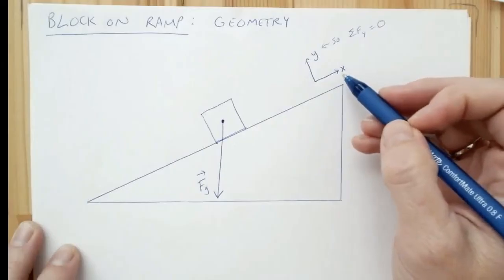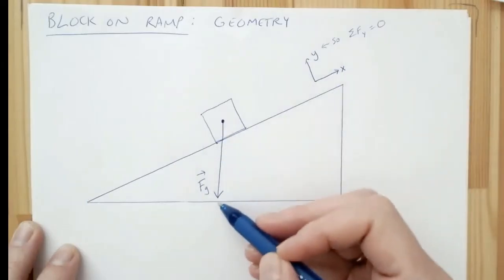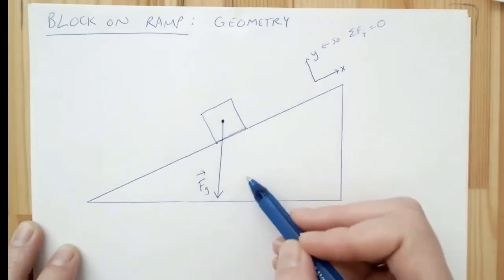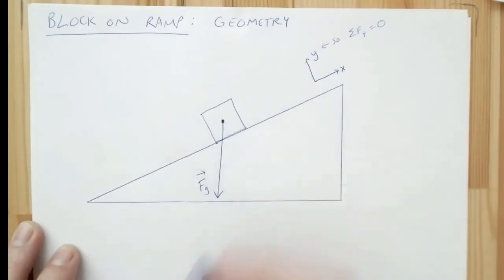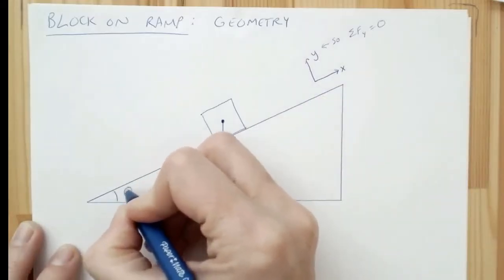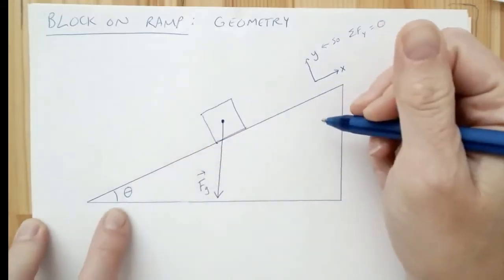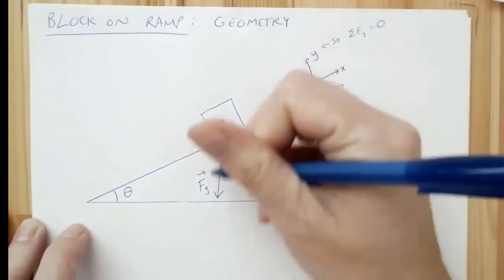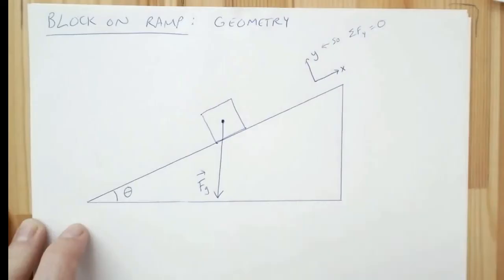Now, one thing that's complex about that is that the weight will have a component along the x direction and a component along the y direction. So commonly, but not always, you're given the angle of the ramp relative to the ground. Note that if you're given this angle, then that's going to change how the components work out.